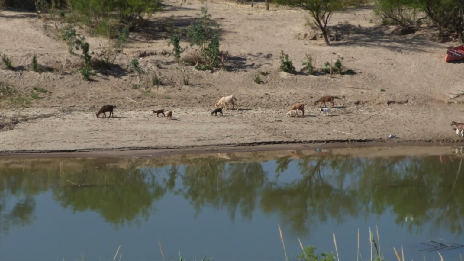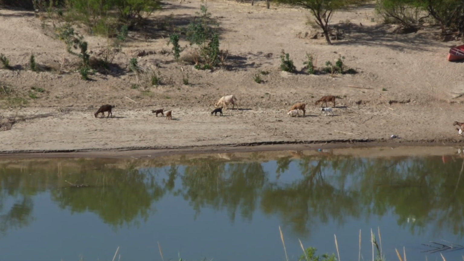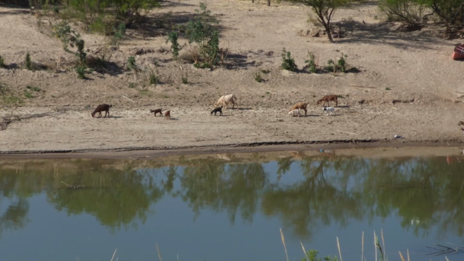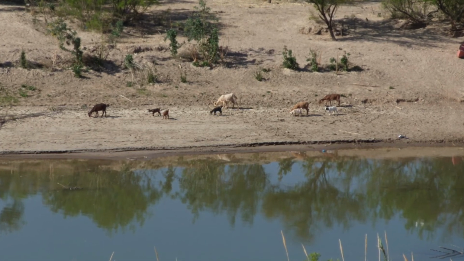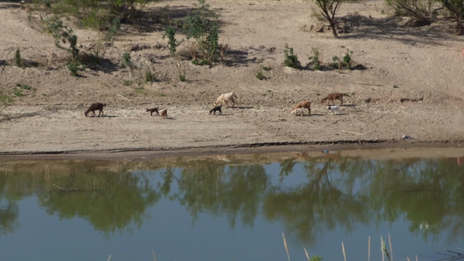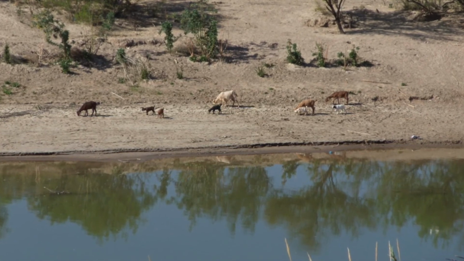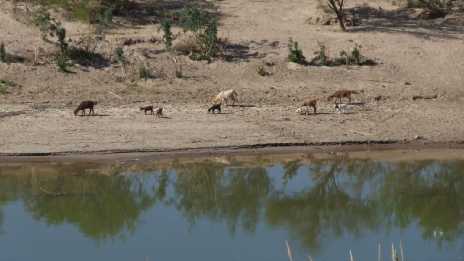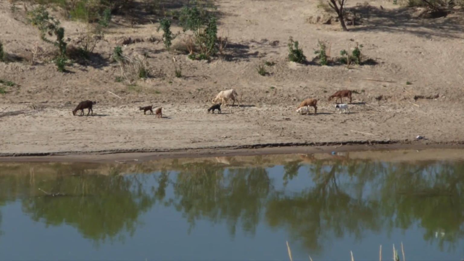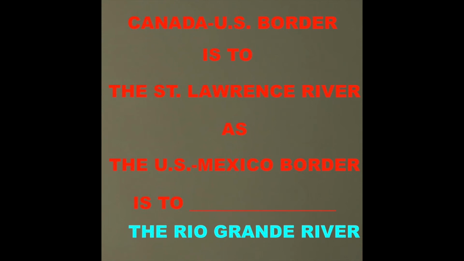Here is the river that we're talking about. It's not a big, large river. And on the other side there, where those animals are, that's the country of Mexico, and I'm standing on the American side when I took this photograph. So what is the name of this river? Okay, at the bottom in blue, we're looking for the Rio Grande River. The Canada-US border is to the St. Lawrence River, as the US-Mexico border is to the Rio Grande River.